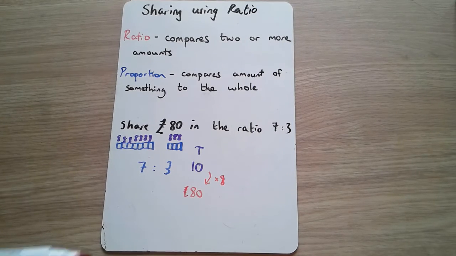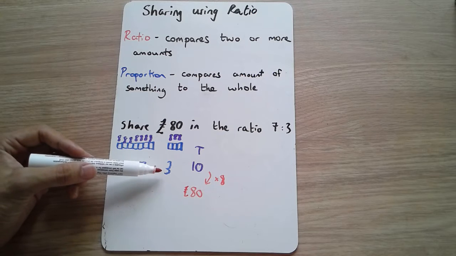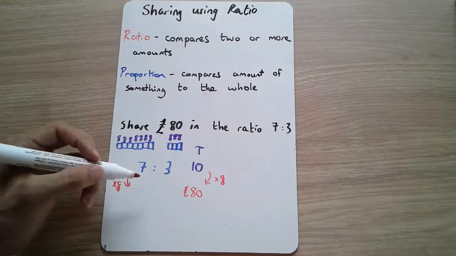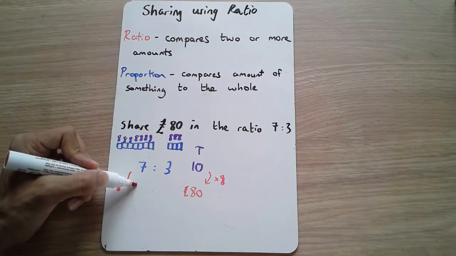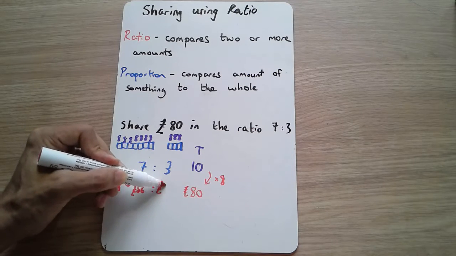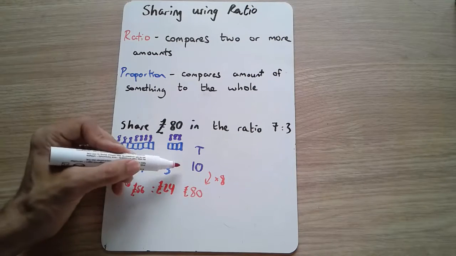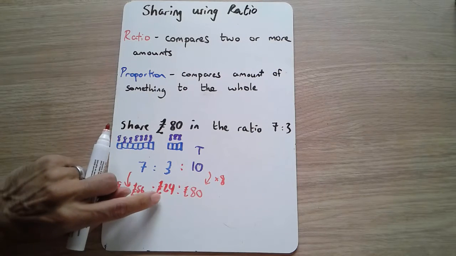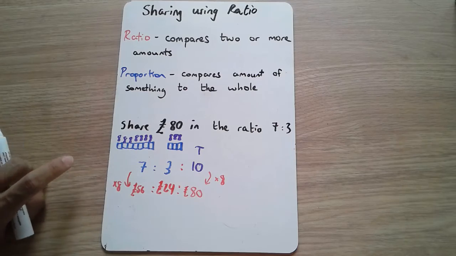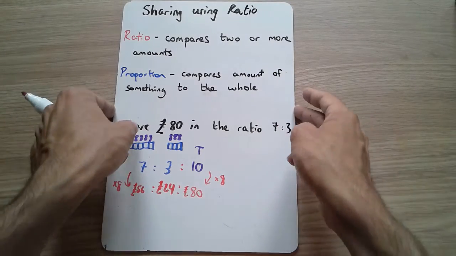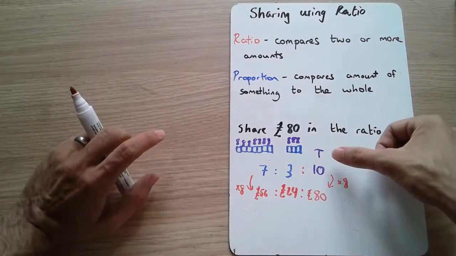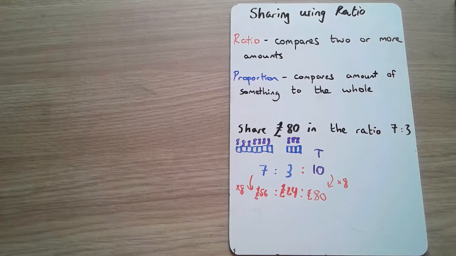That means if I'm multiplying the total by 8, I've got to multiply these values by 8 as well. So if I multiply these values by 8, I end up with £56 over here and £24 over here. We can see that the 24 was the 3 eighths, the 56 was those 7 eighths. This is the layout which I would recommend when you are working with ratios, to have your two values and then have the total on the other side.